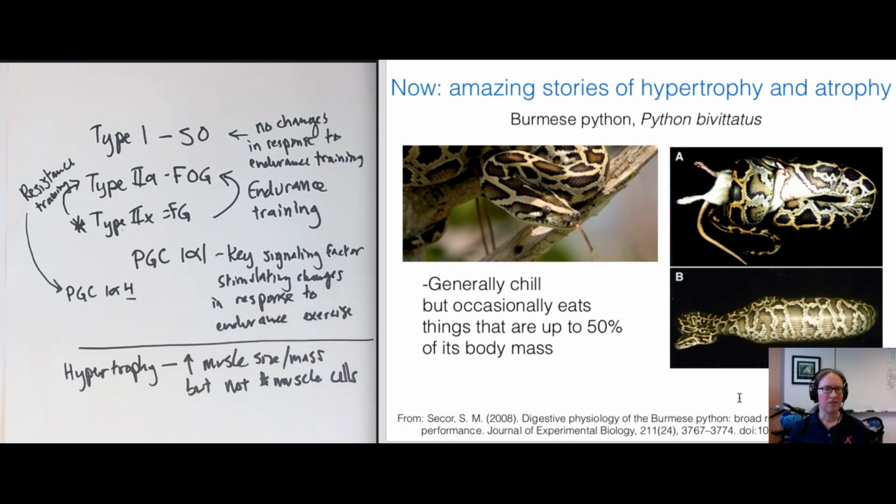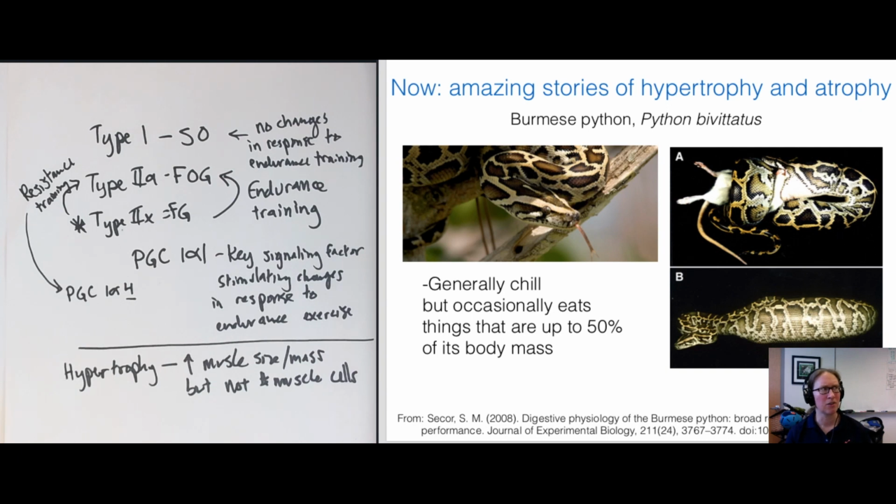So Burmese pythons are typically fairly mellow animals. But they have an interesting lifestyle where occasionally they will eat things that are up to 50% of their body mass. And I should also note that periodically you may see stories in the news about Burmese pythons because they were very popular as a type of pet, but as often happens, when people keep animals in captivity, a lot of people that have kept Burmese pythons discovered that they can get really, really large. And as they get large, they become unwieldy to keep as pets. So they wound up being released in all kinds of places.